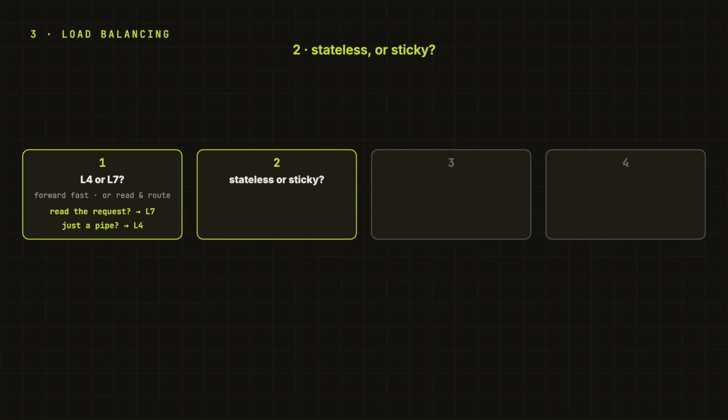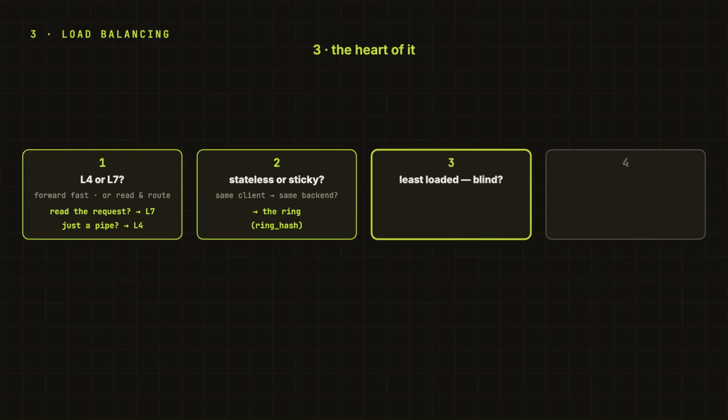Number 2, stateless or sticky. Does a client need to come back to the same backend? If yes, that is consistent hashing, the ring. Number 3, and this is the heart of it. How do we send work to the least loaded server when we cannot afford to know the load of every server? And the answer is almost never track anyone. It is pick two at random and take the better one.